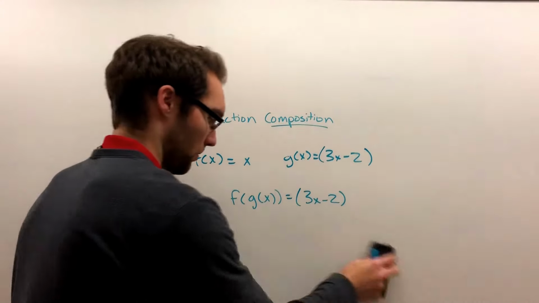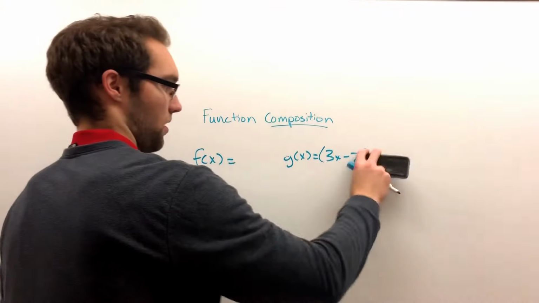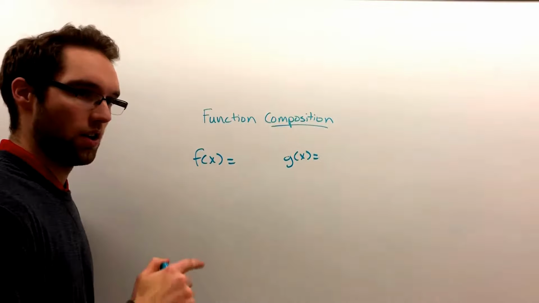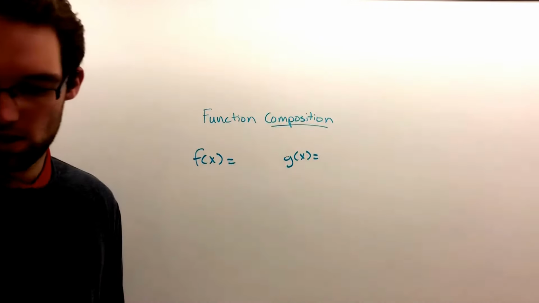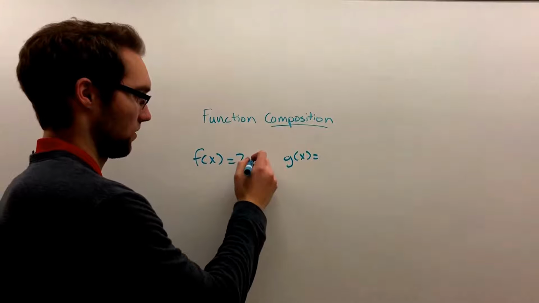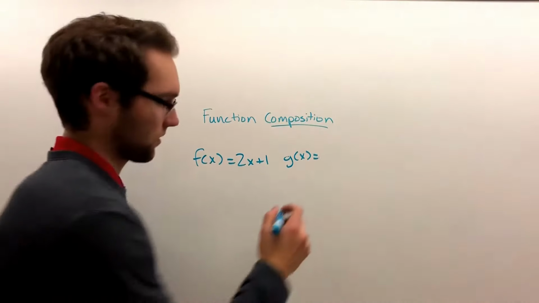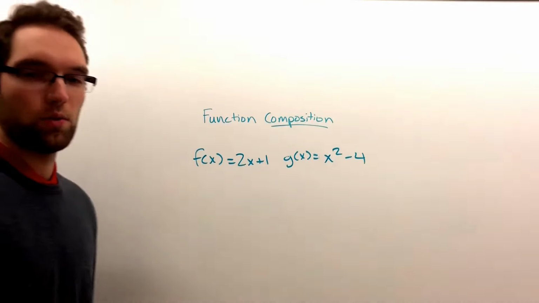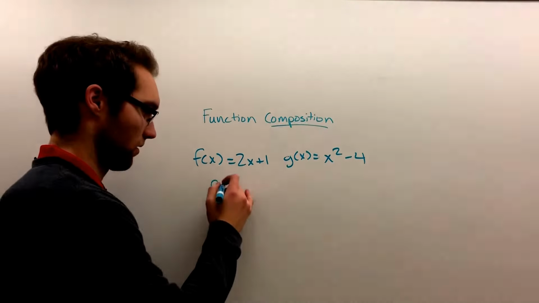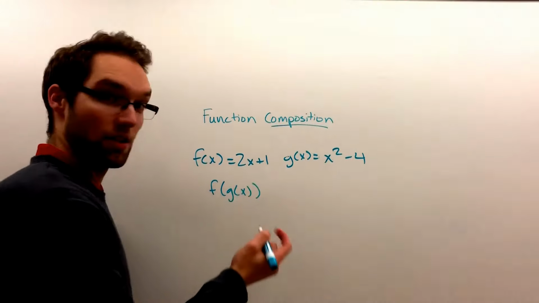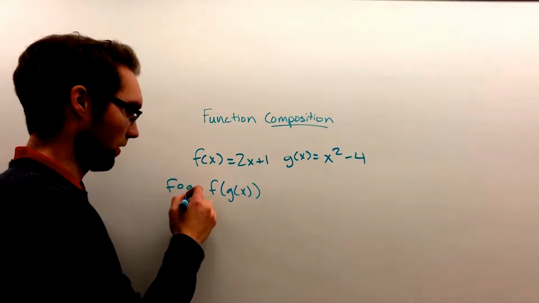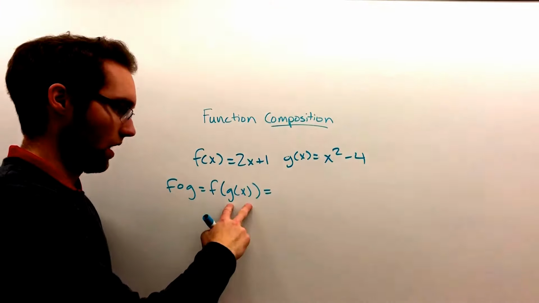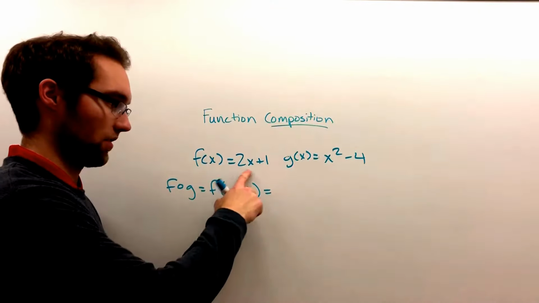Okay, so now we're going to do an example where our f of g of x and our g of f of x are not always equal, because that's not always the case. So we're going to have f of x equals 2x plus 1, and then g of x equals x squared minus 4 here. Now, if you were asked to find f of g of x, which is the same thing as f∘g, we're going to take our g of x and plug it in for every x that exists in f of x.